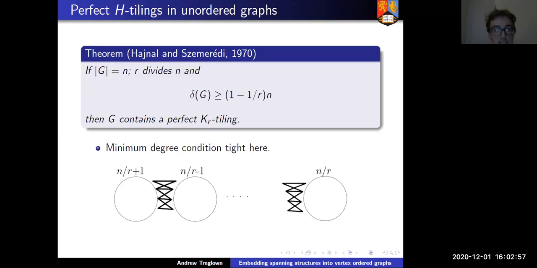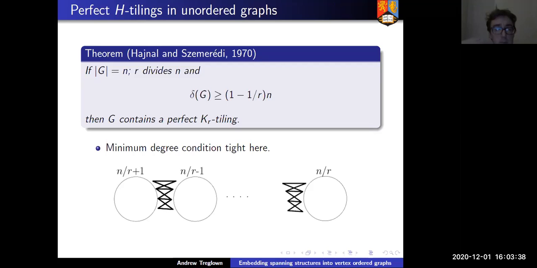And there's an easy example showing that. We take the complete r-partite graph: r classes and all possible edges between the different classes, no edges inside them. But now, unlike Turán's theorem, we take the classes to have slightly different sizes. All of the classes have size n/r, except for, say, the first two. One of them has size n/r + 1, one of them has size n/r - 1. In this way, you only just fail to satisfy the Hajnal-Szemerédi condition. You have minimum degree just shy of that, and you don't have a perfect K_r-tiling.